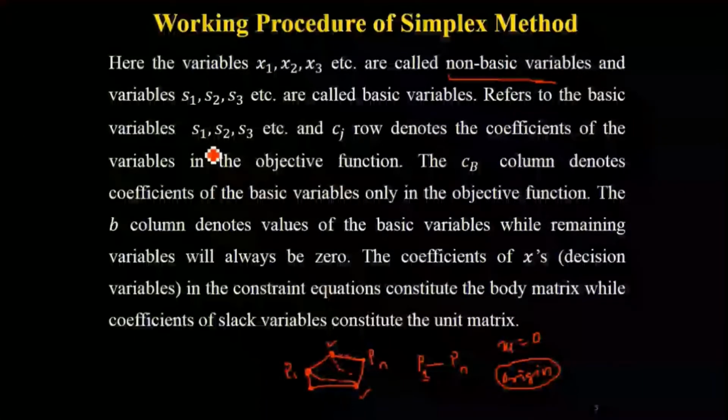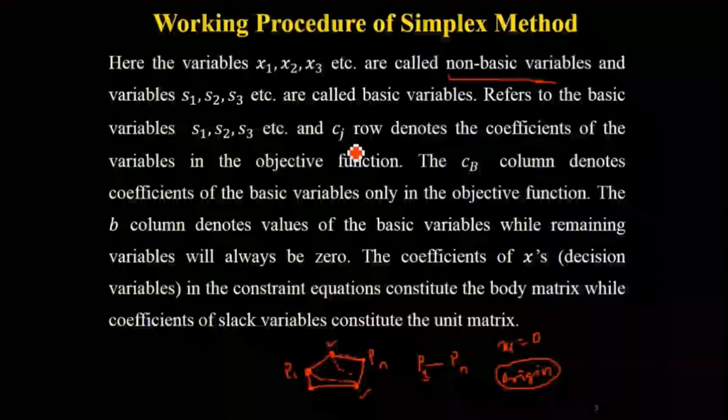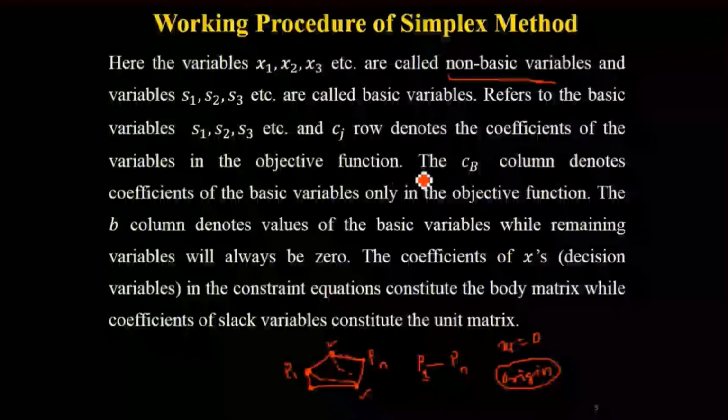Refer to the basic variables s1, s2, s3, etc., and the Cj row denotes the coefficients of the variables in the objective function that I have told. The Cb column denotes the coefficients of the basic variables only in the objective function.